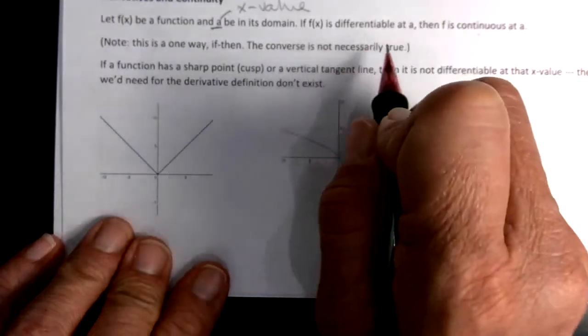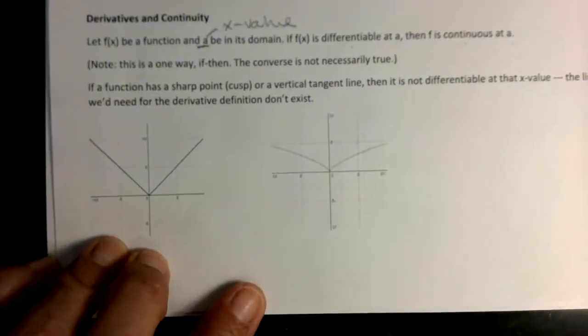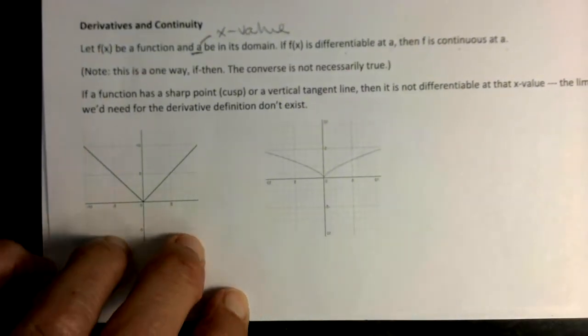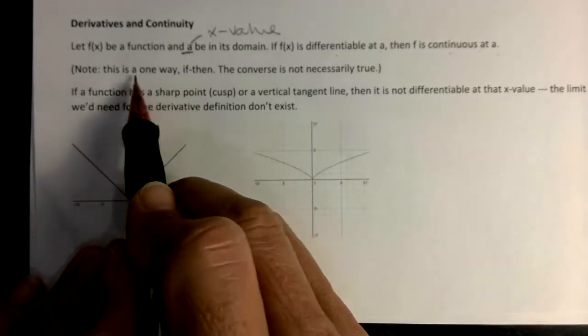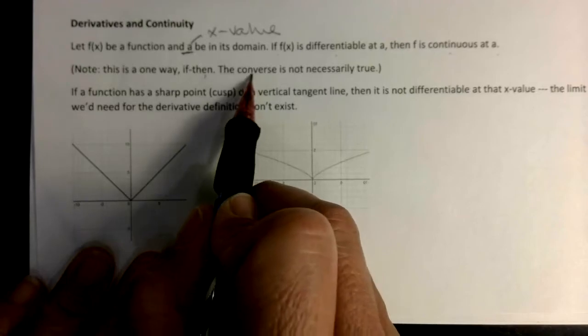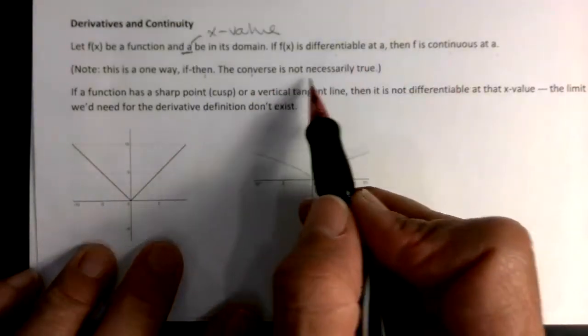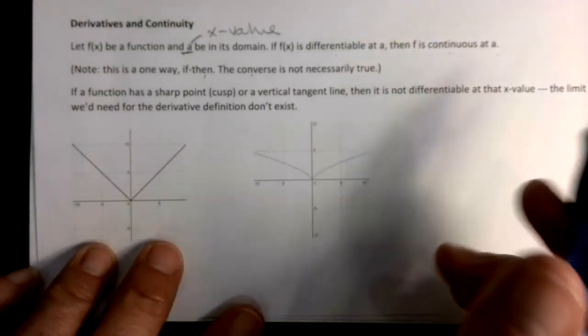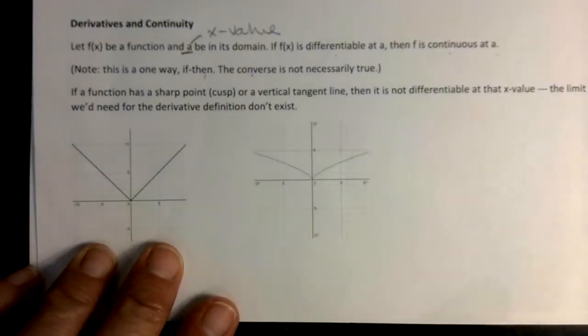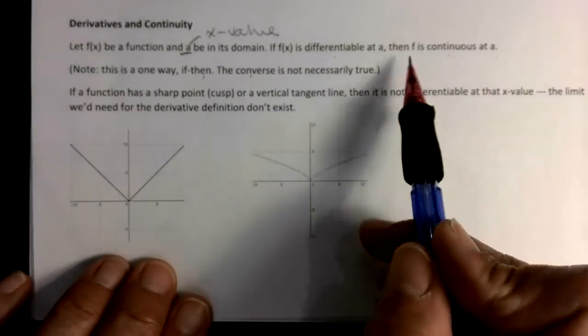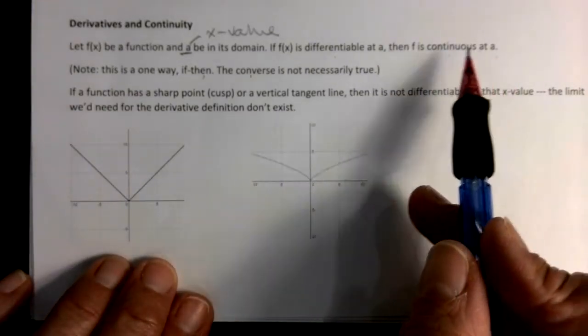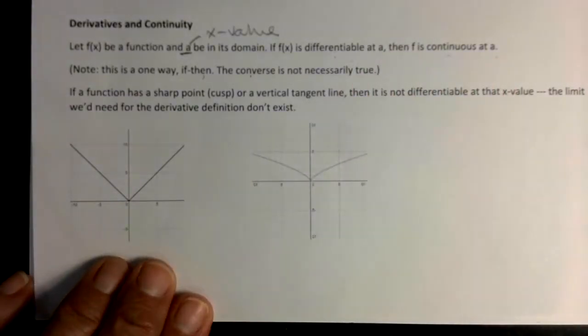So the order of an if-then statement is important because they're not made to go in both directions. It's a one-way if-then. The converse, meaning I can't swap them and get a necessarily true statement. Now it might be true, and it actually is true a lot of the times, but it's not guaranteed to be true. Just because you might have a continuous function, it may not be differentiable.